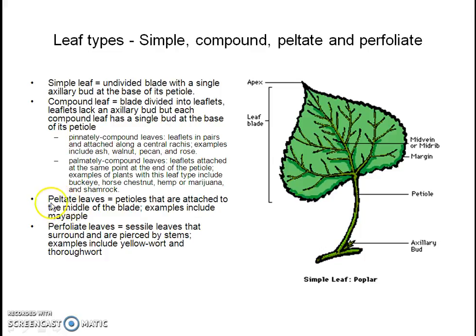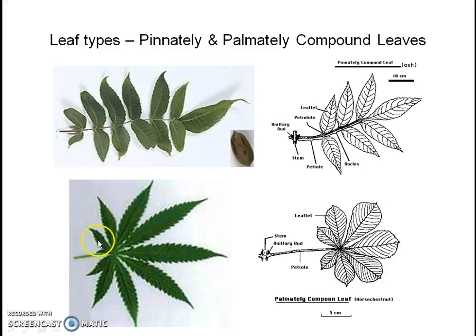The next type is peltate leaves. Peltate leaves show petioles that are attached to the middle of the blade. An example includes the mayapple leaf. The next type shows perfoliate leaves. These leaves are sessile leaves that surround and are pierced by the stem. Yellowwort is the example for this type of perfoliate leaves.